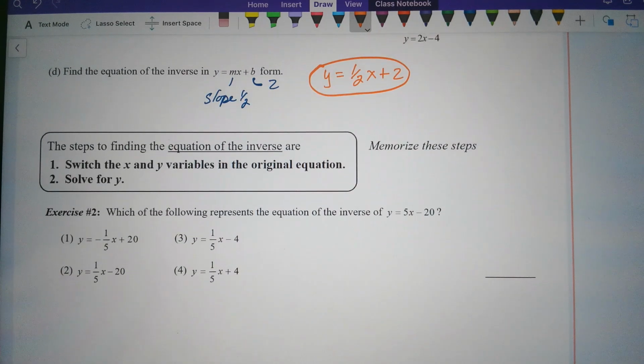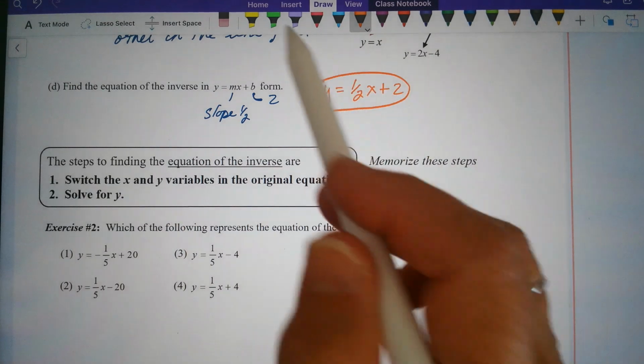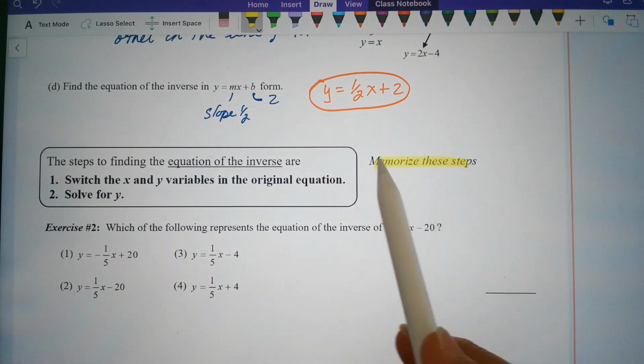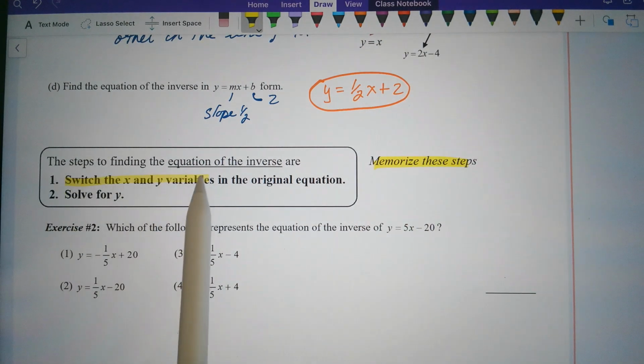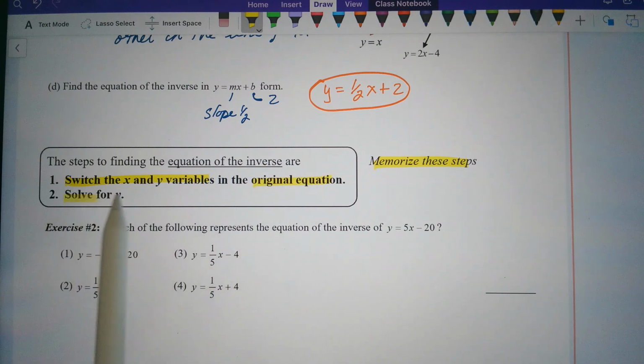Now, given a linear equation, we want to find its inverse. So the steps to finding the equation of the inverse are, we switch the x and y variables in the original equation, and then we solve for y. And yes, you must memorize these steps. So we switch the x and y in the original equation, and then solve for y.